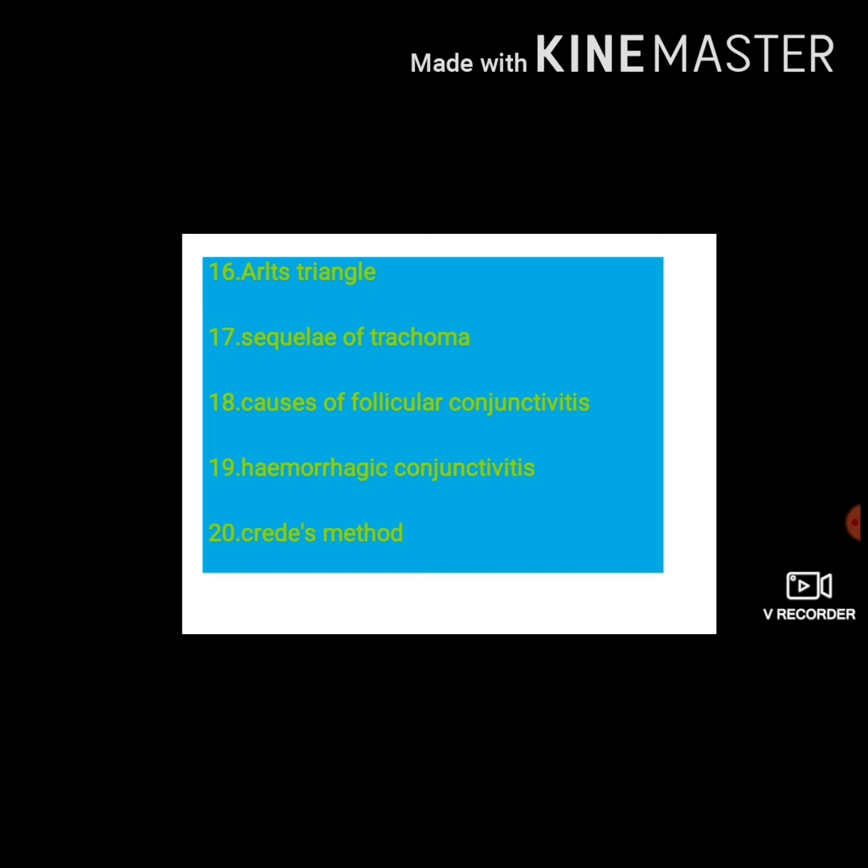Next, coming to causes of follicular conjunctivitis. Just remember adenoviral conjunctivitis, Newcastle conjunctivitis, and acute herpetic conjunctivitis. All this can lead to follicular reaction. Causes of hemorrhagic conjunctivitis: picornavirus, especially the enterovirus type 70, and the Coxsackie virus, that is A24. What is Crede's method? In past, they used to use 1% silver nitrate eye ointment to treat the ophthalmia neonatorum in babies. So that is called as Crede's method.